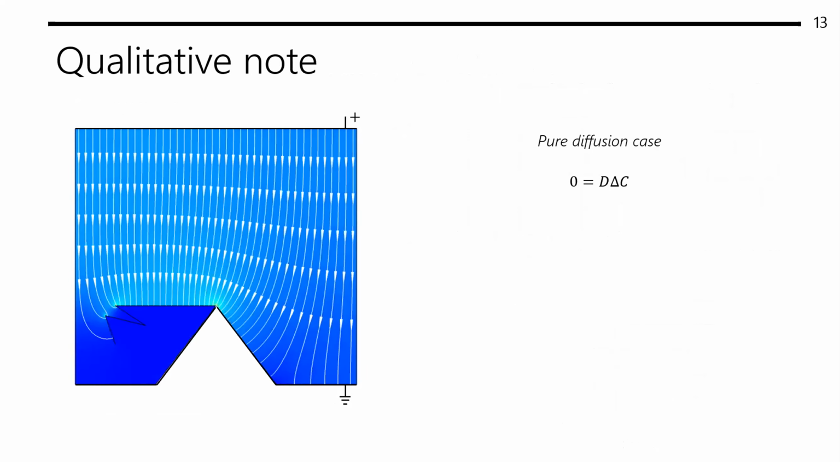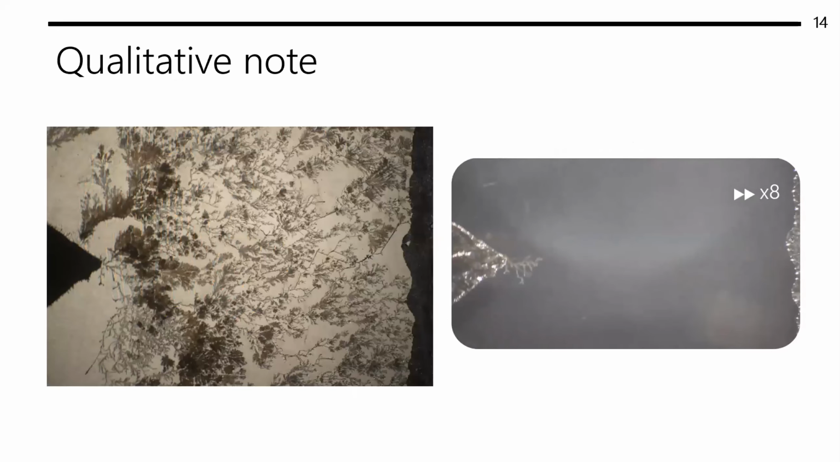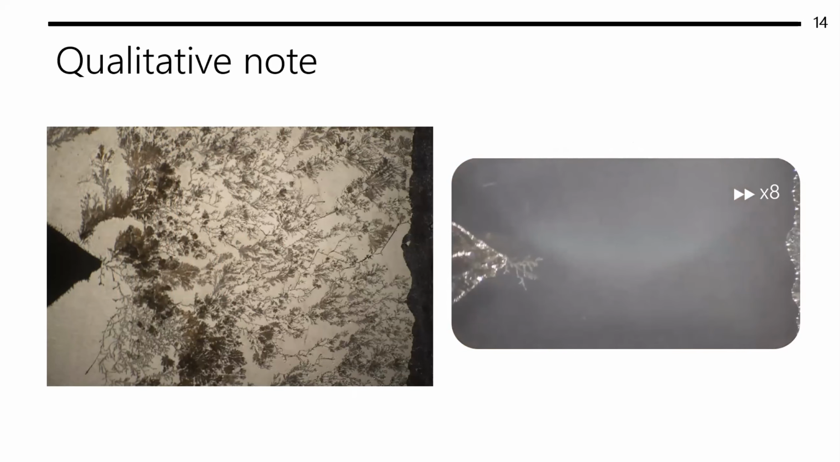And another fact which can be obtained from a Laplace equation is that there is some screening effect. So if there is a developed dendrite, the probability of a particle to penetrate deeply to the electrode is very small. So basically these two factors cause a fractal-like structure of the whole dendrite. And that's exactly what we can observe during the experiment. For example, on the right, you can see the video, and on the left, the final photo. What we can see is that we were right, and the tip of our electrode starts to grow faster.